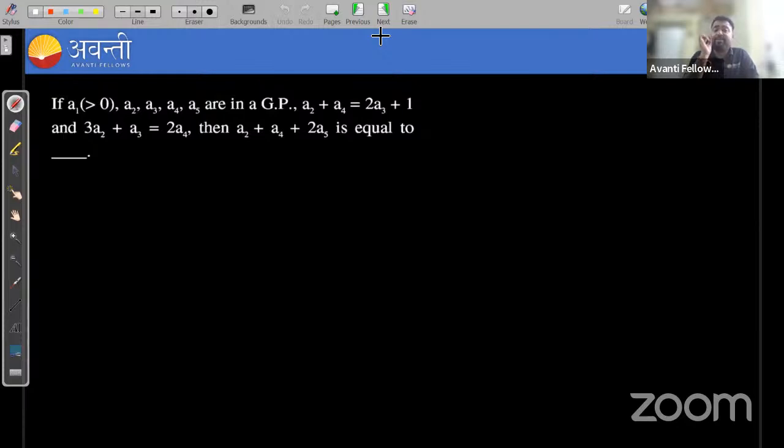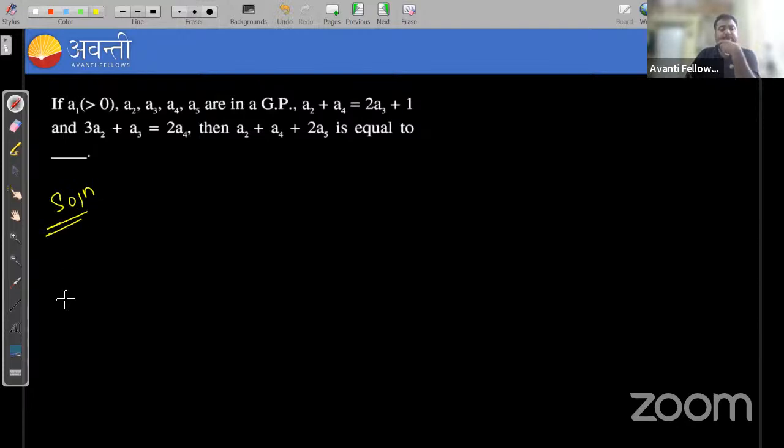If A1 is greater than 0, and A1, A2, A3, A4, A5 are in GP, and it is given that A2 plus A4 is equal to 2A3 plus A1, and A2 plus A3 is equal to A4, then A2 plus A4 plus 2A5 is equal to. It's a numerical question asked in JEE Mains 2022, I think. So let's solve this question.